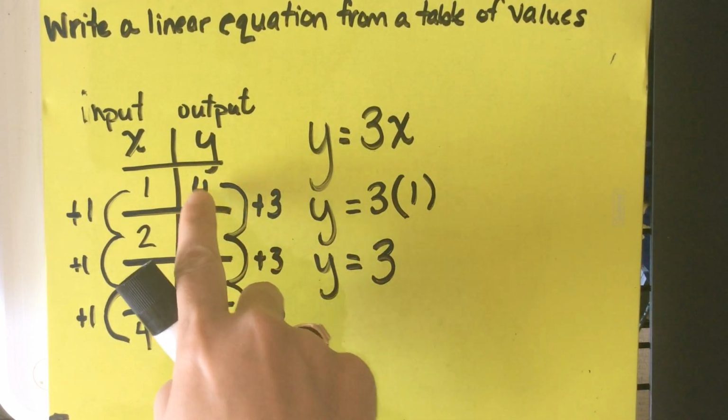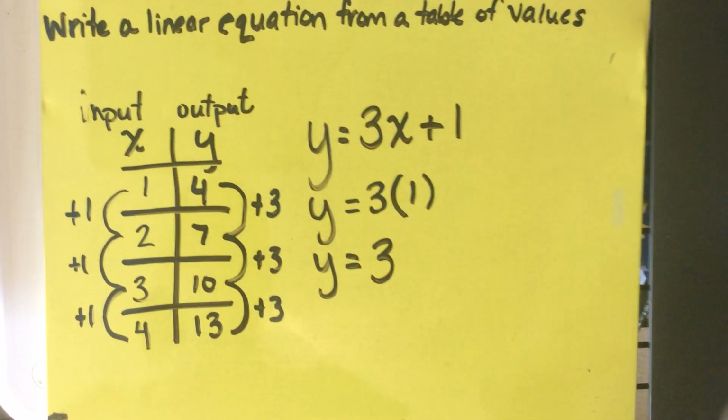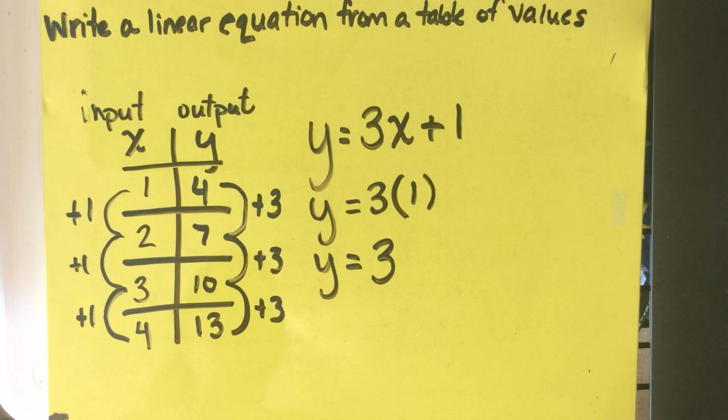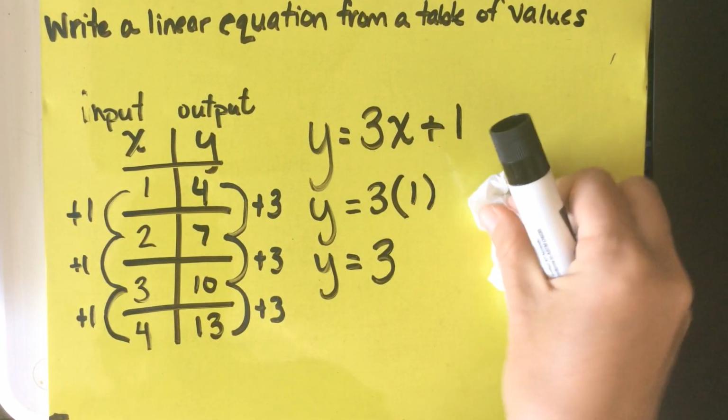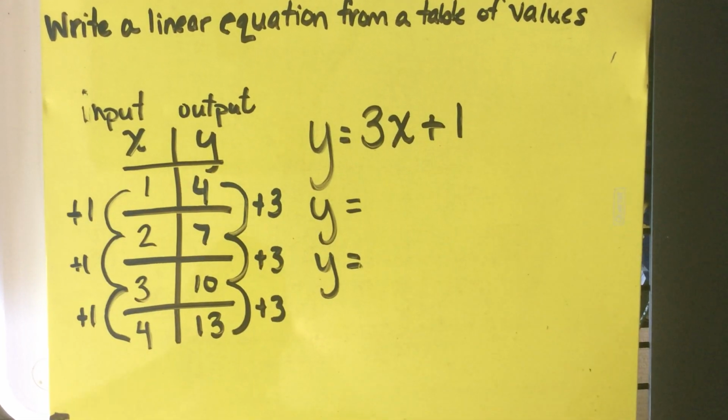I have 3, but I want to get to 4. So I'm going to go back and adjust my original equation. I'm just going to add 1 to it, and we're going to see if that has solved our problem. So I had 3, I wanted 4. So I'm going to just try adding 1 to my equation.